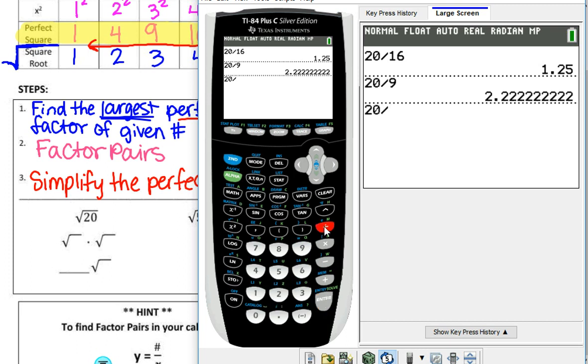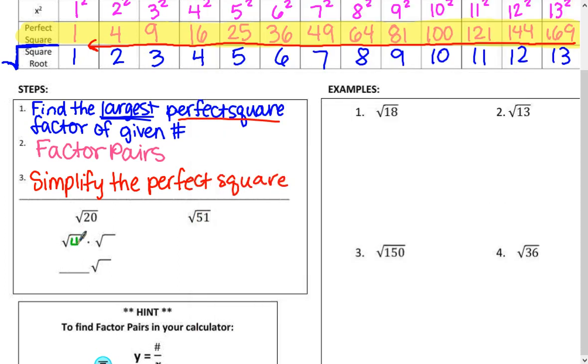20 divided by 4. And ding, ding, ding, I have just found my largest perfect square factor. So I can say that the square root of 4 times the square root of 5 is equal to the square root of 20. So just like regular 4 times regular 5 is regular 20, I can say the square root of 4 times the square root of 5 is the square root of 20.